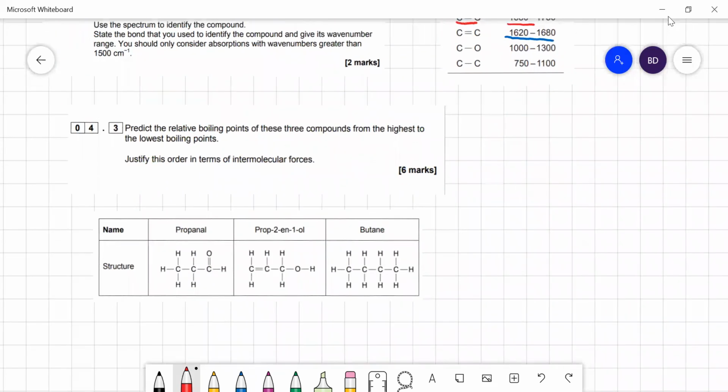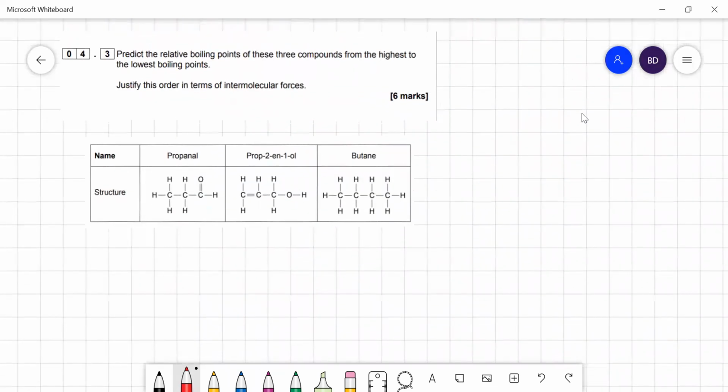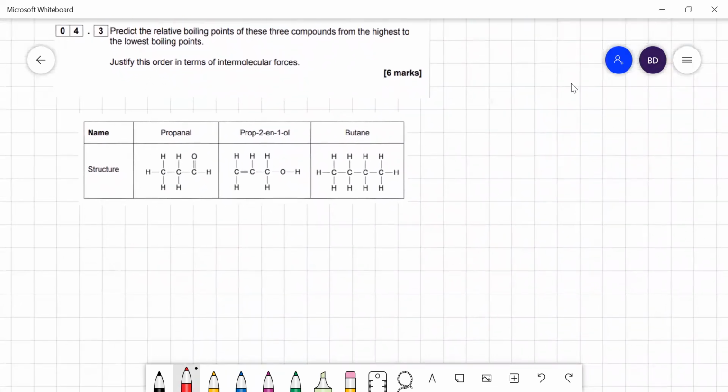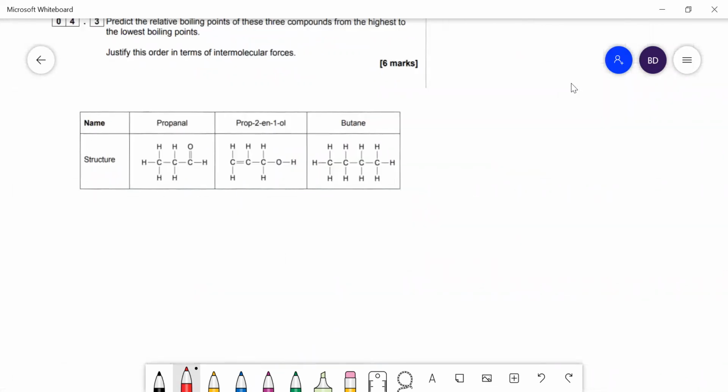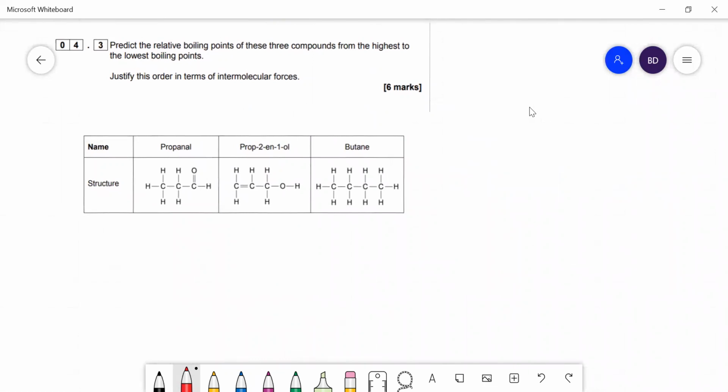Right, predict the boiling points of these compounds from the highest to the lowest and justify this, in a 6-mark question. Okay, so I've reprinted the formulae. It's not hard to find 6 marks to say on this, but what we're going to say here is, this one can do H bonding, which is the strongest. That can only do dipole-dipole. And this one can only do van der Waals.